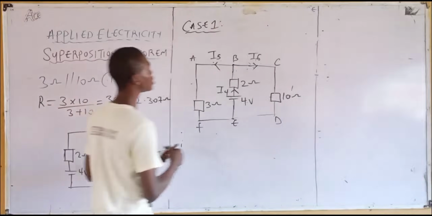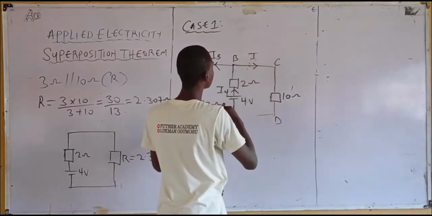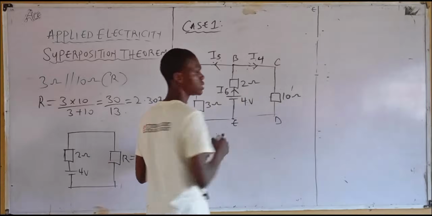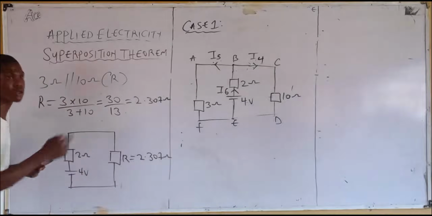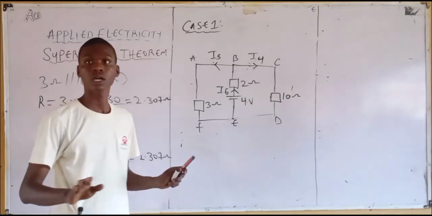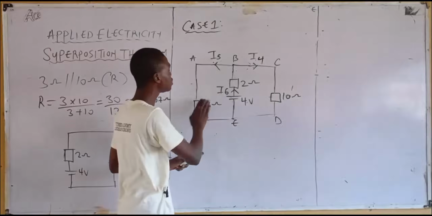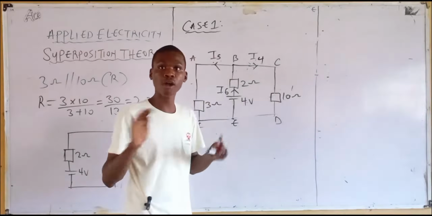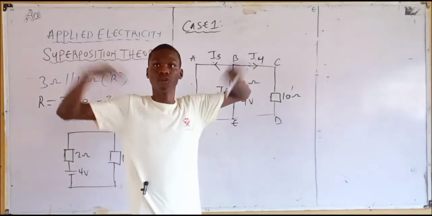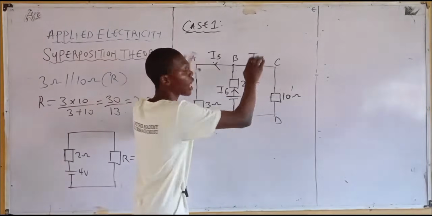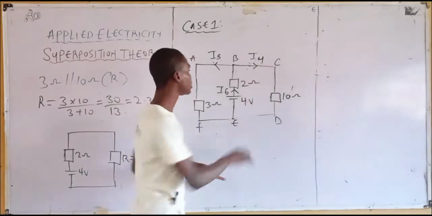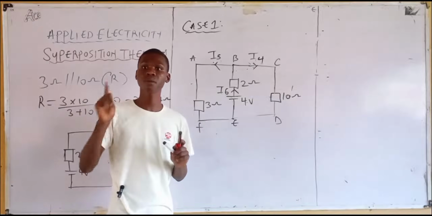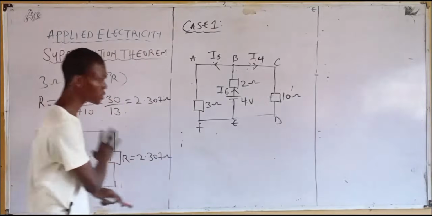Now let me change the question. What if I have I4 here and I have I6 here? Then the value of current here will be what? I6. Since you've solved 3 ohms and 10 ohms in parallel, automatically the currents in them are out of it, meaning I5 and I4 are out. Automatically, the value of current here becomes I6. You understand? Always remember that logic. Use it to understand this concept.